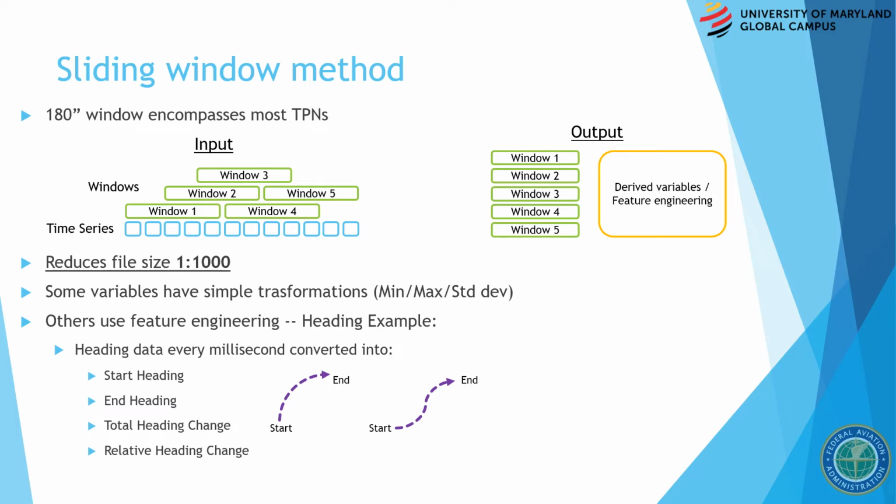By comparing the total heading change and the relative heading change between the two examples, you can learn a lot about what type of maneuvers might have occurred. So I did that with heading. I also did one for distance. You can see more of that in the report, but those are two examples of derived variables that I used.